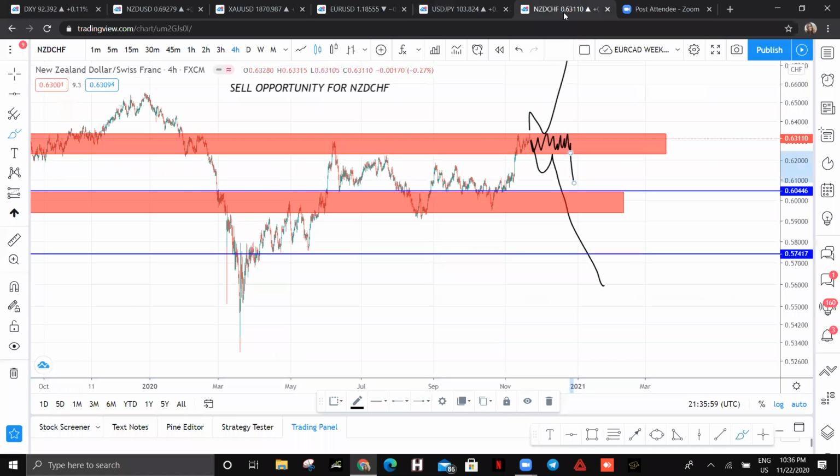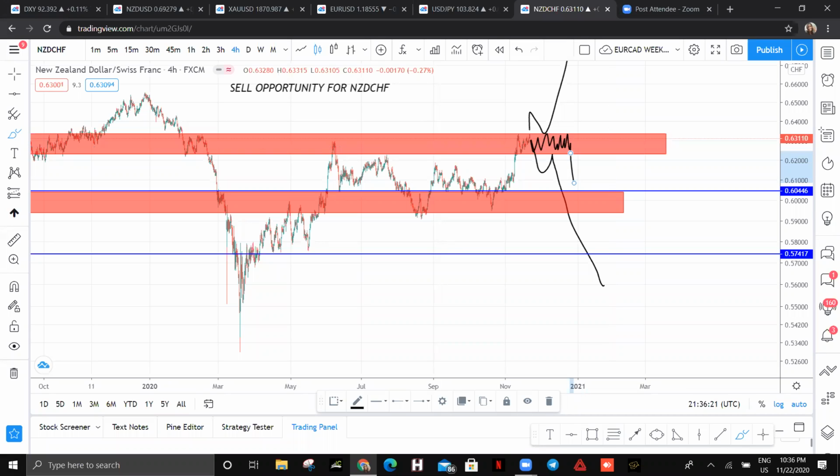NZDCHF on the H4 is going to sell. H1 is going to consolidate before it does what? Sell. But before I buy this pair, I must wait for it to break out of this zone. If it doesn't break out of this zone and retest, no buy for me. Any question, type on your chat box.